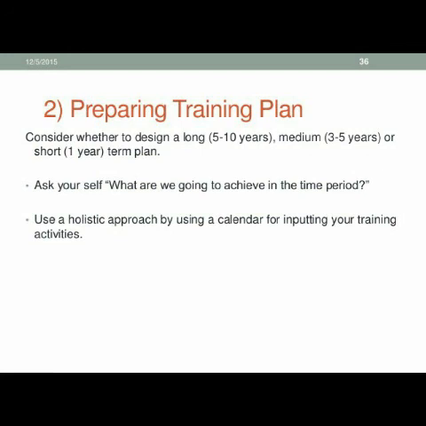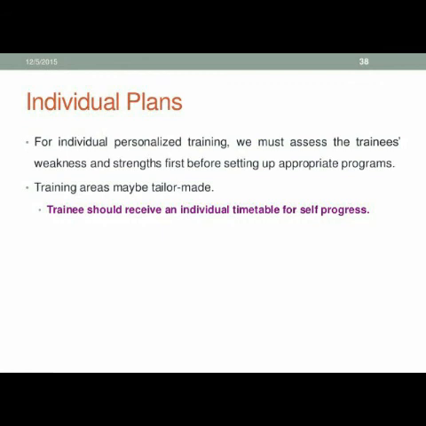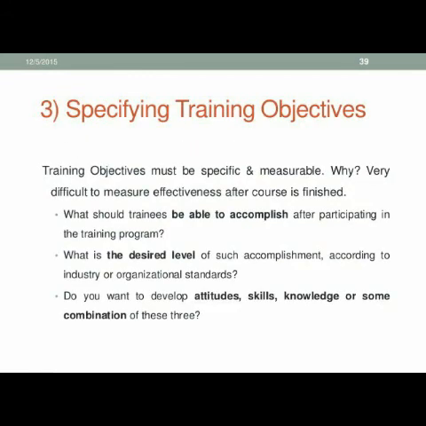Number 2 is preparing the training plan. You need to plan the training. Long-term is 5 years or 10 years, medium is 3 to 5 years, and short-term training is 1 year. Just see the calendar. There you have the aptitudes and training plan. Now the individual plan is for individual, personalized training, where one person is getting trained, and there are some training programs where everybody in that department is getting trained.